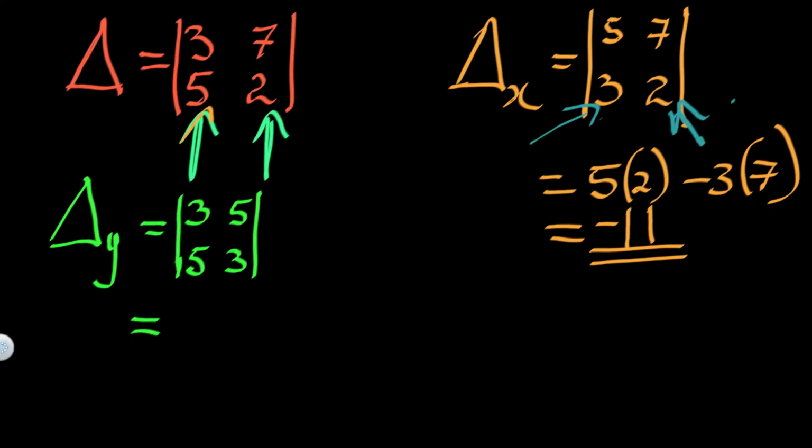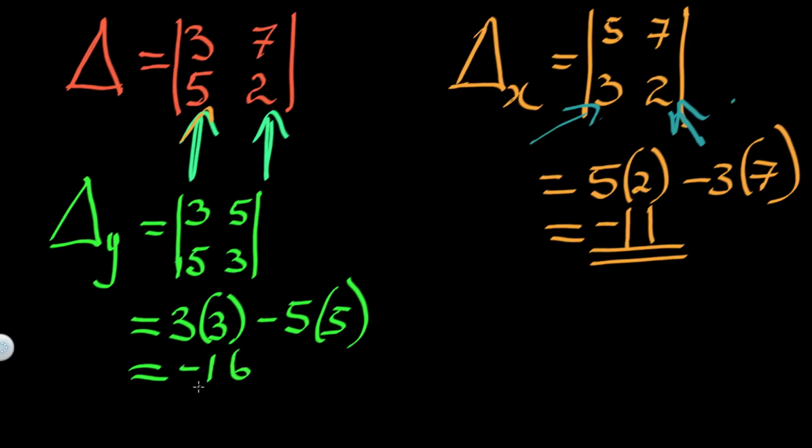Now, this is a 2 by 2 determinant. Product of major diagonal, subtract product of minor diagonal. So we have 3 by 3 minus 5 by 5. The common mistake here is to confuse the major diagonal and the minor diagonal. Please don't confuse that. So we have 9 minus 25. The answer is minus 16. So our answer here is minus 16.